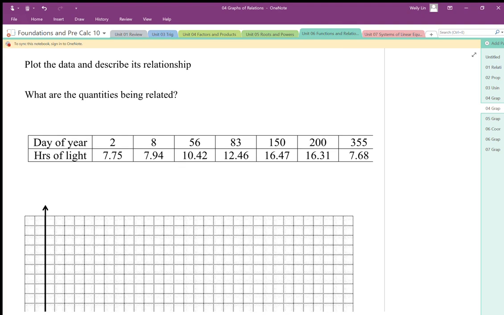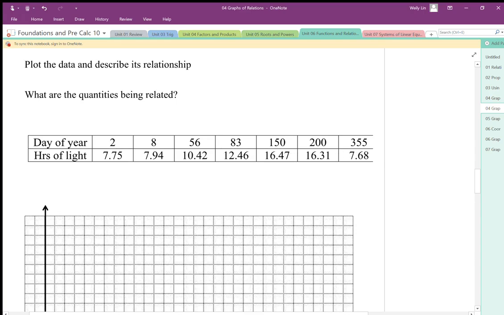This relationship is a little bit more complicated, and if we take a look at the data here, it gives you the day of the year. So 2 would represent January 2nd, 8 would represent January 8th, 56 would probably be someday in February. And we've been given these days of the year, and we're given the number of hours of daylight. Obviously this would be winter, so we're going to have very little daylight. In the middle of summer, we're going to have quite a bit of daylight. And as we go back to winter, we get less daylight.